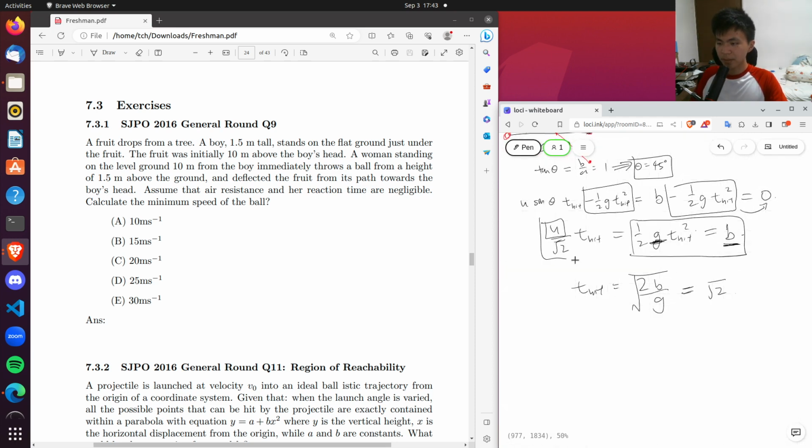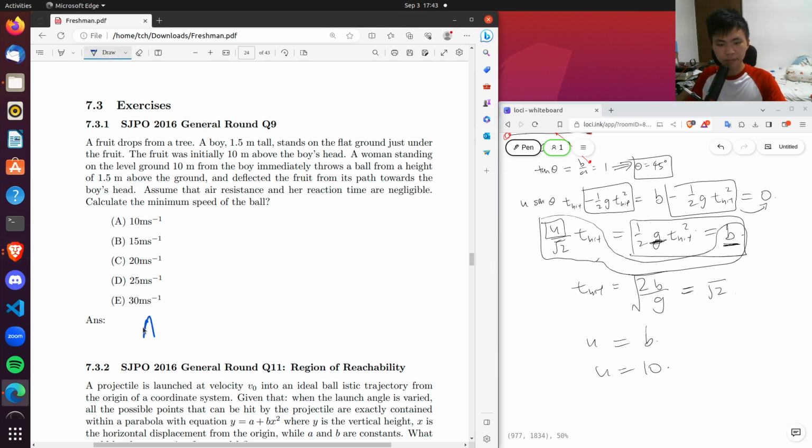And then with this, we get u t hit over square root 2, where t hit is square root 2. Square root 2 over square root 2 cancels out, and that equals b. So u is equal to 10. And that's how we get A as the answer.